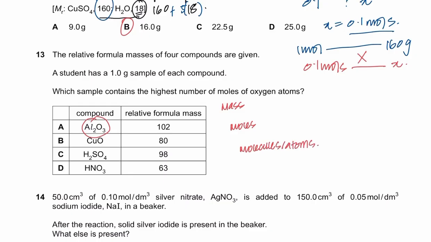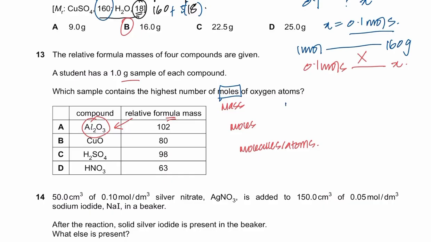So what we do is we are given the mass of each compound, and we use the relative formula mass to find the moles of this compound, how many moles of Al2O3 are present, and then from the moles of Al2O3 we use the hidden relationship to find the moles of oxygen present. It's asking us the moles of oxygen atoms, right? It's not asking us the molecules or the atoms of oxygen, it's just asking you the moles.